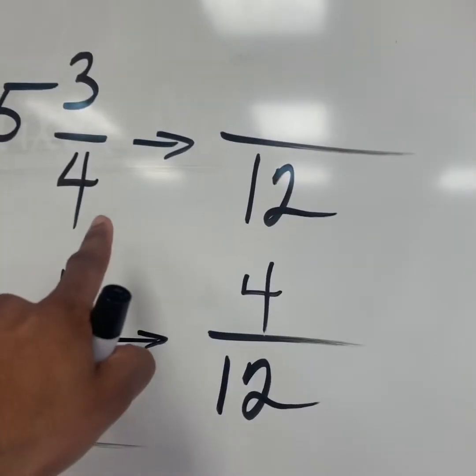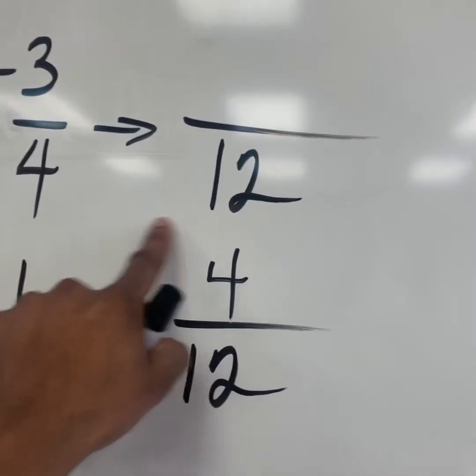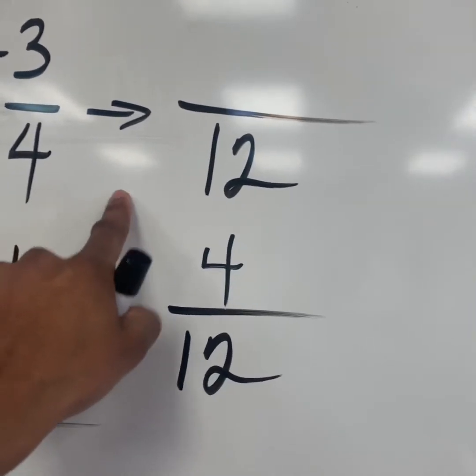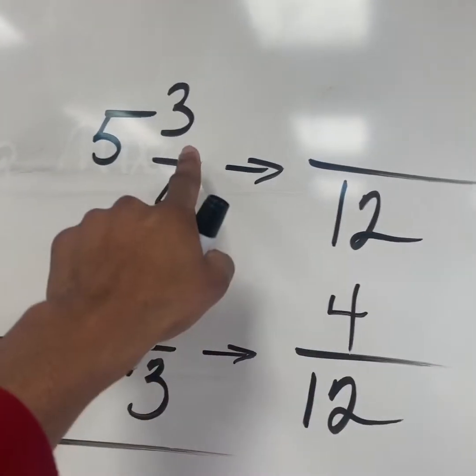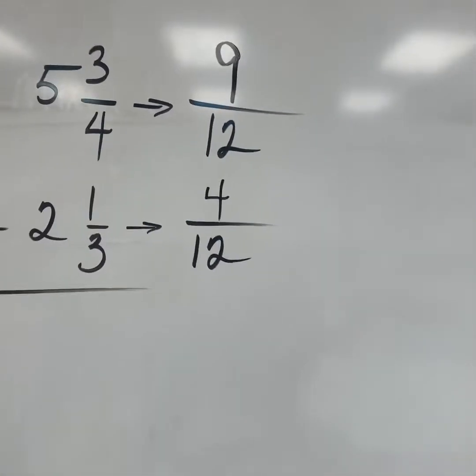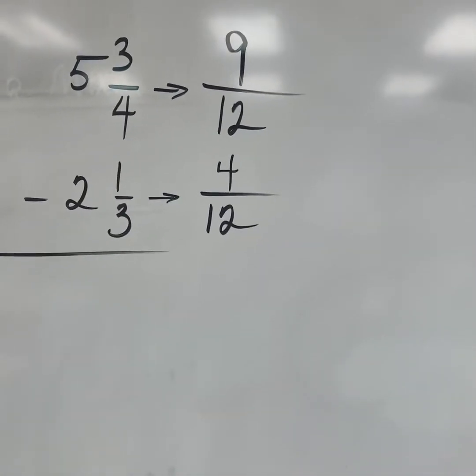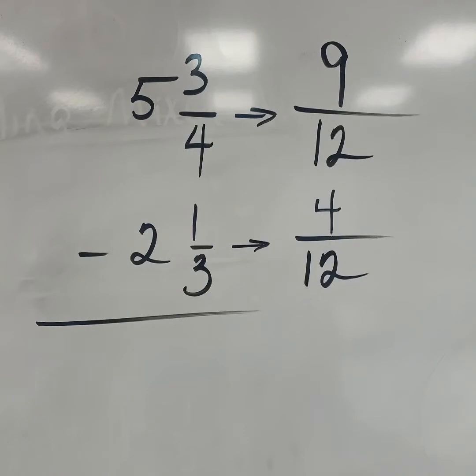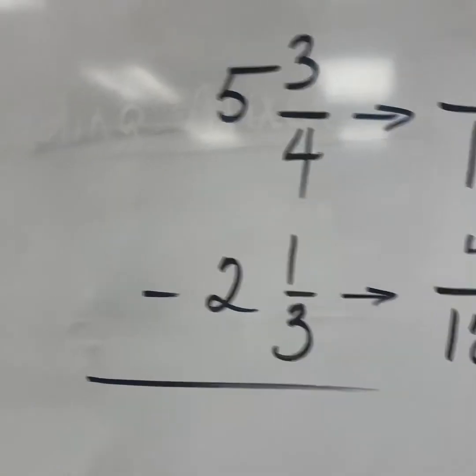Now, if I look at this one, how do I get from this 4 to this 12? 4 times 3 is 12. 3 times 3 is 9. And what I have are my equivalent fractions. From here, we should be ready to subtract.